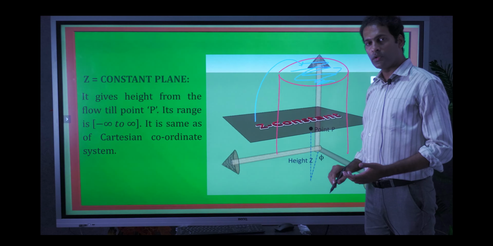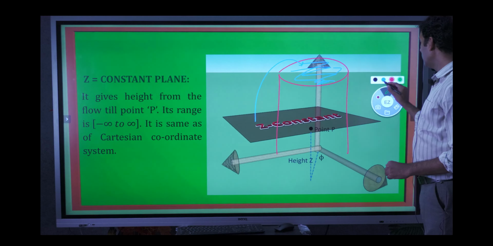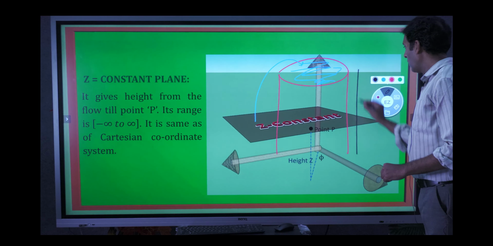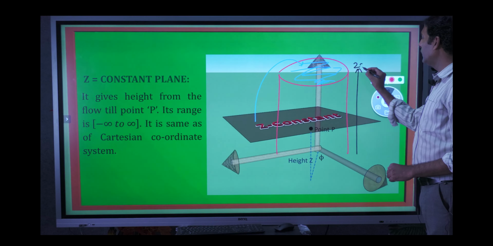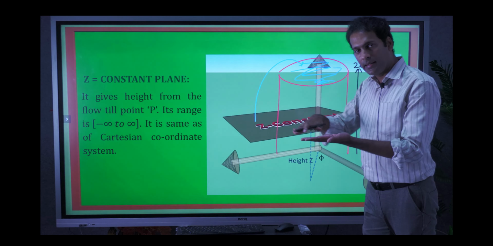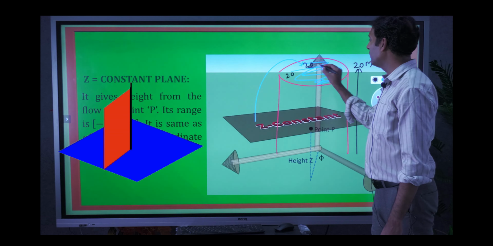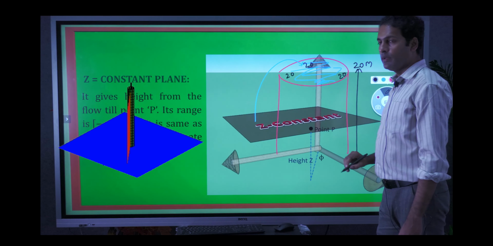What is the meaning of the z constant plane? All the values of z will be the same. For example, if this height of z is 20 meters, that means on the entire plate, the value will be 20. Here also the height will be 20, here also the height will be 20, here also the height will be 20.